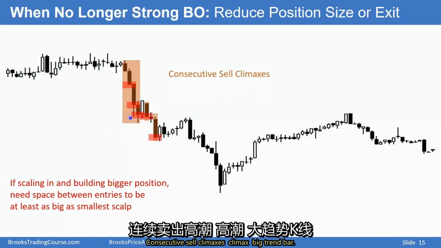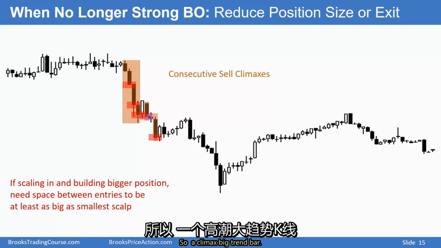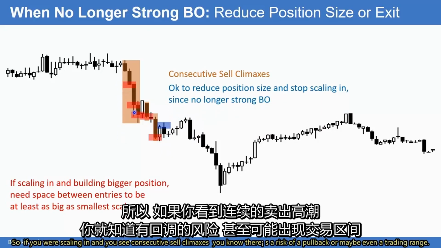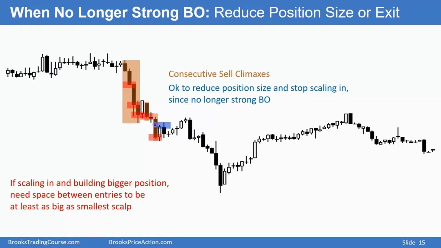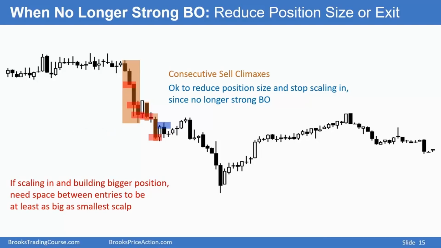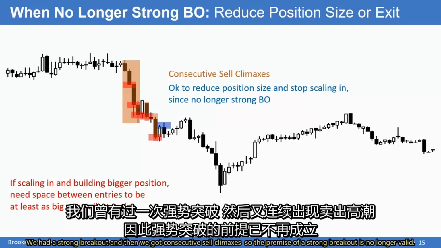Consecutive sell climaxes: climax, big trend bar, so a climax, big trend bar, so a climax. If you were scaling in and you see consecutive sell climaxes, you know there's a risk of a pullback or maybe even a trading range. It's a good time to reduce your position or possibly even get out entirely and then wait for another sell signal before selling again. We had a strong breakout, and then we got consecutive sell climaxes, so the premise of a strong breakout is no longer valid.